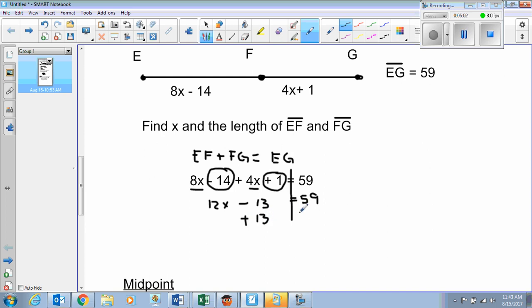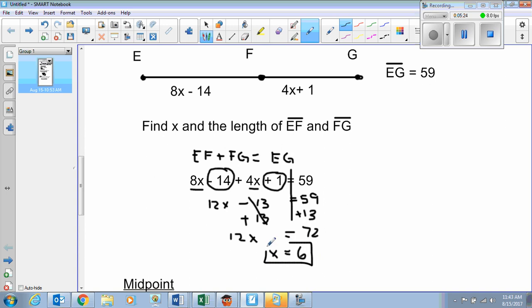That's why I like to draw a bar right there, so that we can see the difference between the two sides. This is now effectively eliminated, leaving us with 12x. And on this side, we have 59 plus 13 is 72. The only thing left to do now is divide by 12. Punch it into your calculator: 72 divided by 12 equals 6.